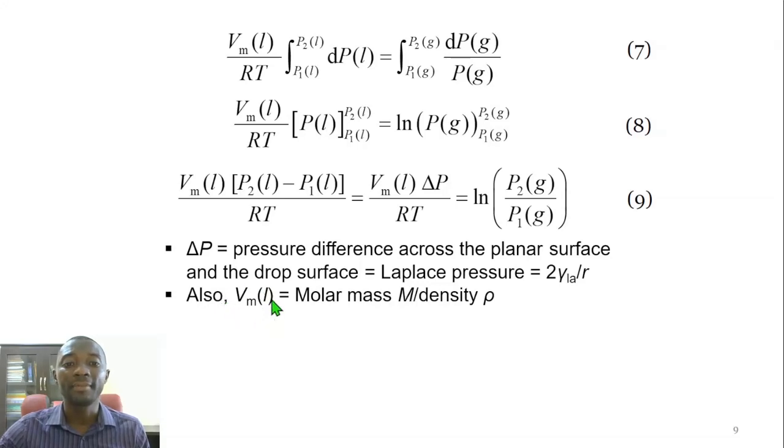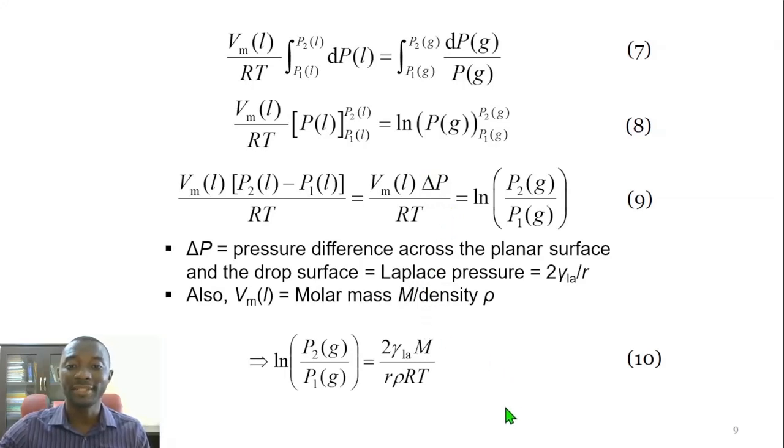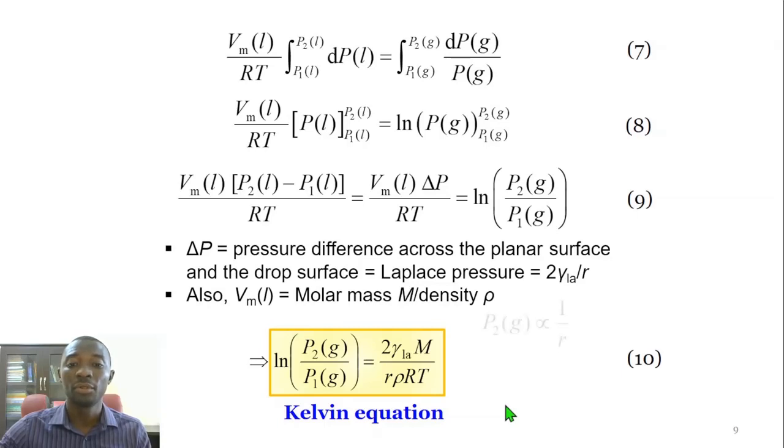Also, this is the molar volume: molar mass, capital M, divided by density. So if we substitute this expression for the molar volume and this expression for the change in pressure, we obtain equation 10. Equation 10 is the Kelvin equation. This equation shows that the vapor pressure around the liquid drop varies inversely with the size of the liquid drop in terms of radius.